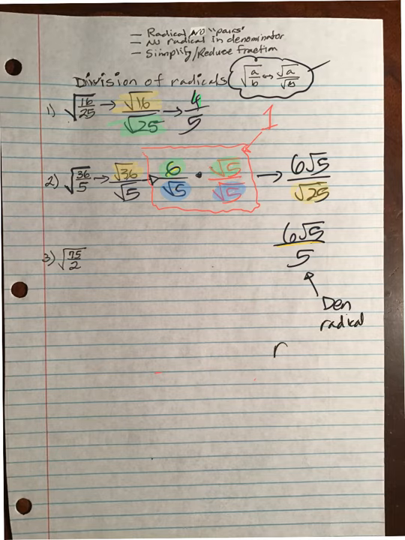So that is called rationalizing the denominator. Let's put DEN. Because 5 is called a rational number. We can go over those definitions later.